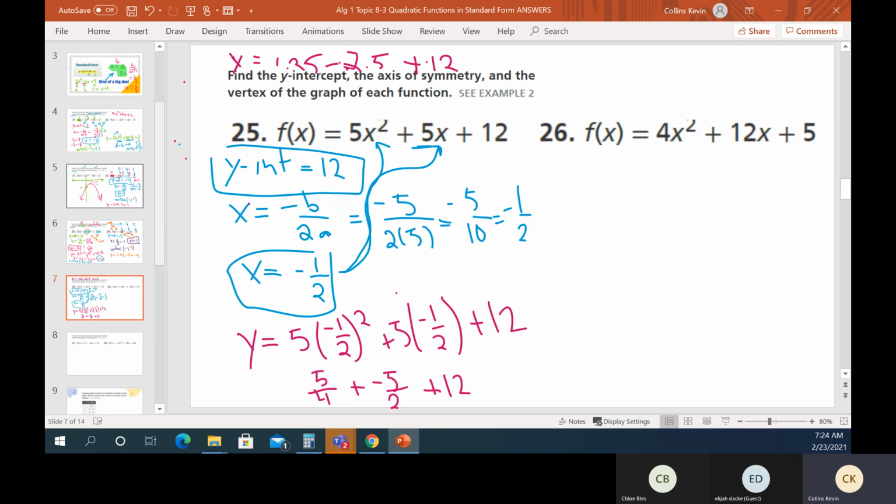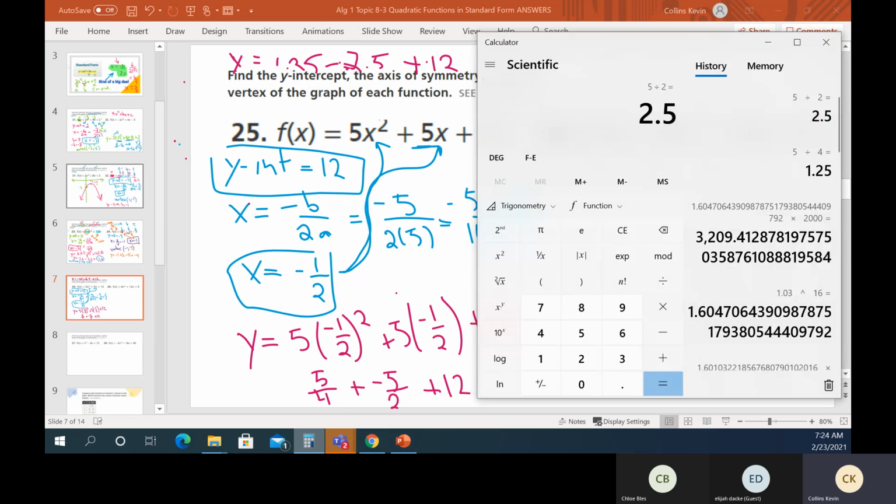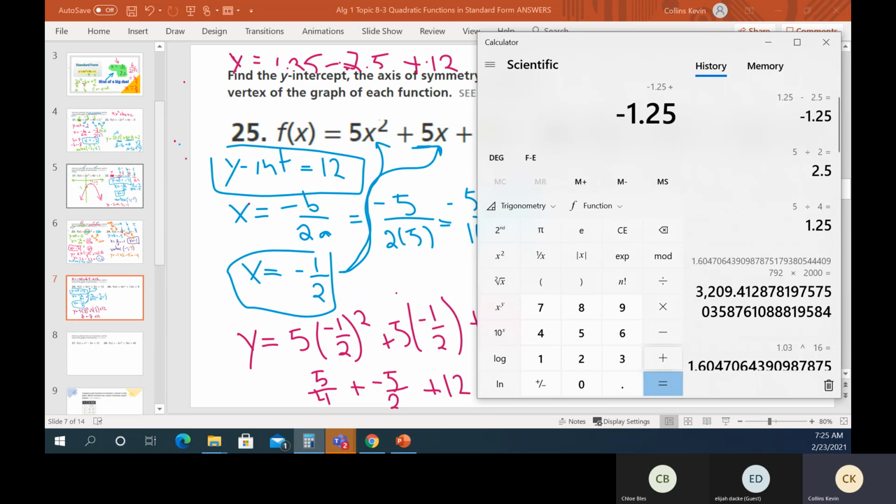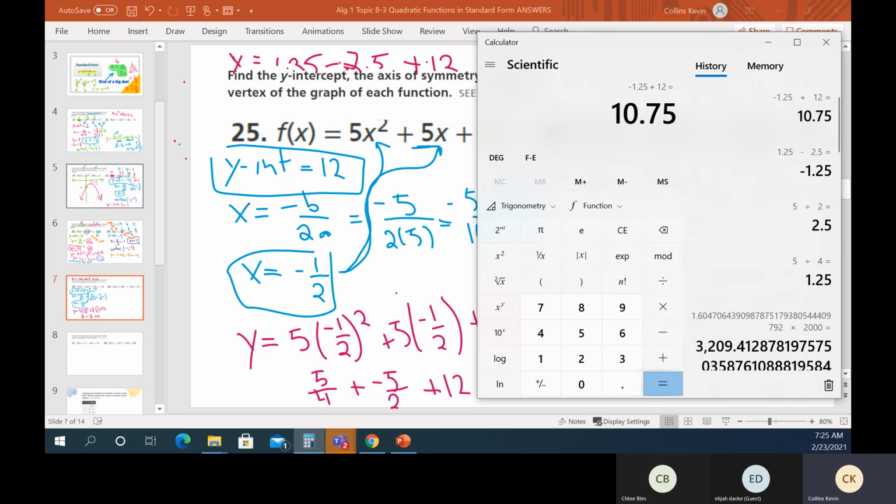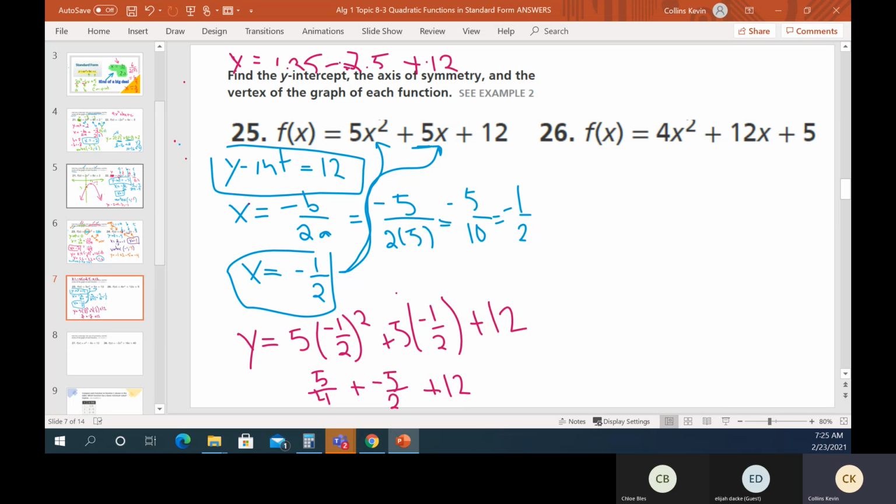Okay, so we just add those guys together. So we say, clear it out, we go 1.25. Oh, that's 1,025. No, not today. 1.25 minus 2.5, and then plus 12. So 10.75. I am perfectly fine with that answer. Okay, so that's going to be your y value for your vertex. So your vertex is going to be minus 1/2 or minus 0.5. You can write it as minus 0.5 if you like, and then 10.75.